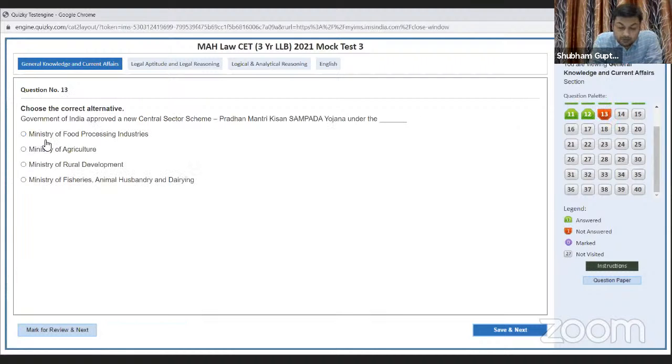Government of India approved a new central sector scheme, Pradhan Mantri Kisan Sampada Yojana under. So Sampada is trying to make them have everything, so this is something again from the fact book. So that is Ministry of Food Processing.